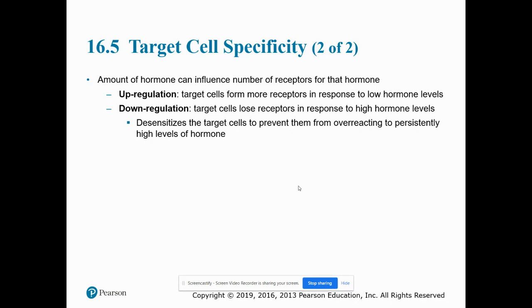Now, the amount of hormone can actually influence the number of receptors that a cell has for that hormone. And we have upregulation and downregulation. Upregulation is when a target cell actually makes more receptors in response to low hormone levels. Downregulation is the opposite. The cell will lose receptors in response to high hormone levels, and this just desensitizes the target cell to prevent it from overreacting if there are persistently high levels of hormone.